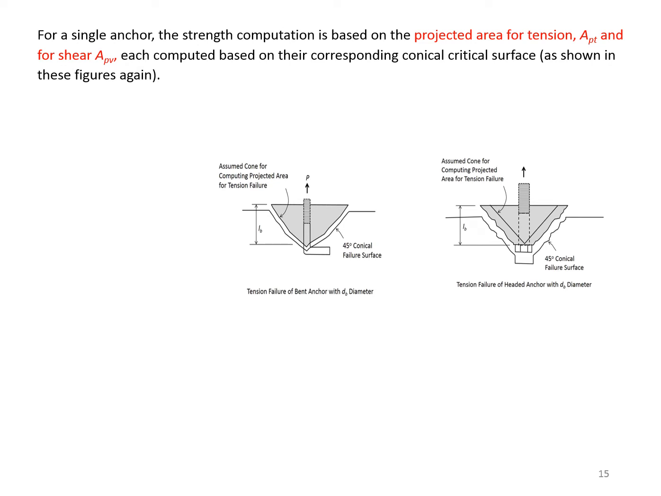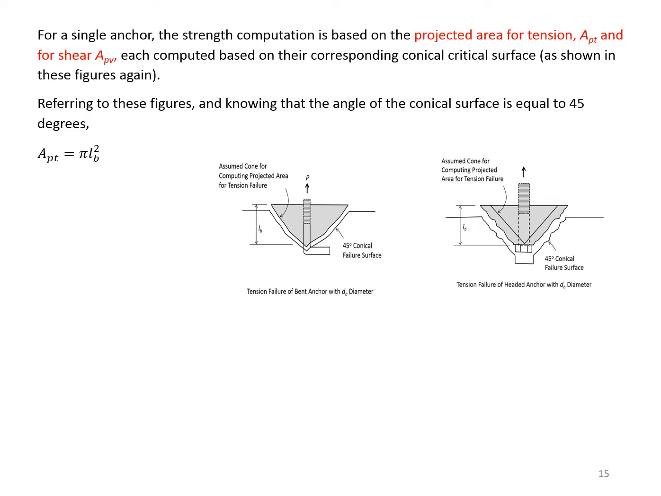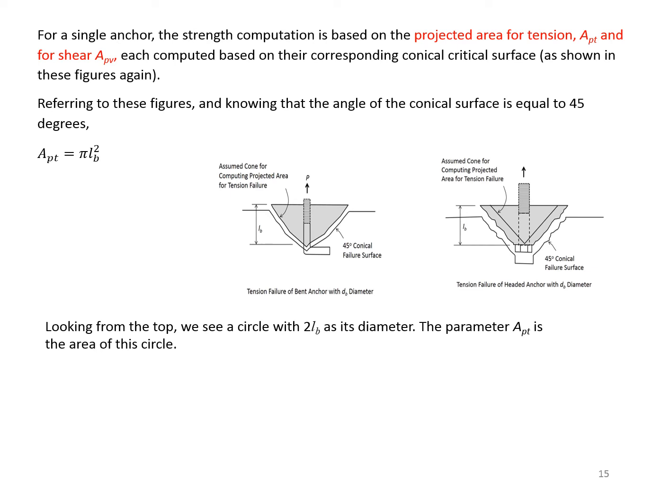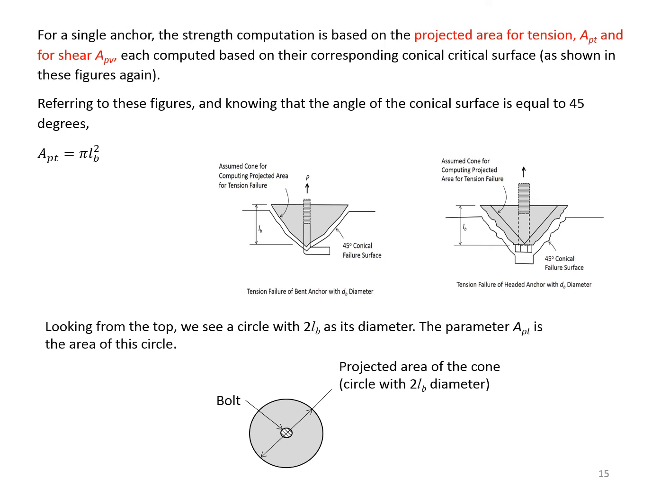For a single anchor, the strain computation is based on the projected area for tension A_PT and for shear A_PV, each computed based on their corresponding conical critical surface as shown in these figures. Referring to these figures and knowing that the angle of the conical surface is equal to 45 degrees, A_PT is pi L_B squared. Looking from the top, we see a circle with 2 L_B as a diameter. Therefore, the parameter A_PT is the area of this circle. Thereby, we find in the equation A_PT equal to pi L_B squared.